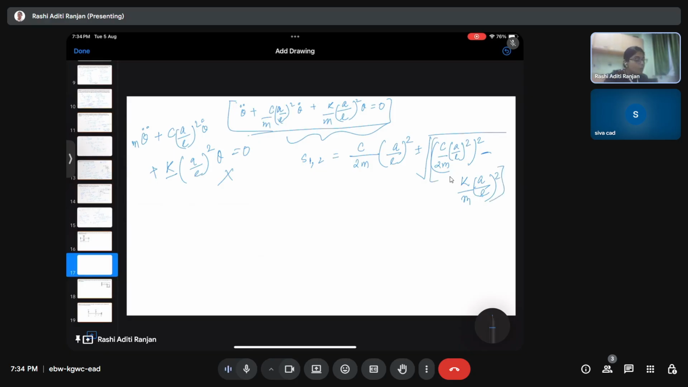Okay. Now we know that in order to find out Cc, what do we have to do? We have to make whatever is inside the under root equal to 0. Right? So now if we do it, c by 2m a by L square minus k by m a by L square is equal to 0. Whatever the value of c we are going to get from here is going to be Cc, which is the critical damping coefficient.